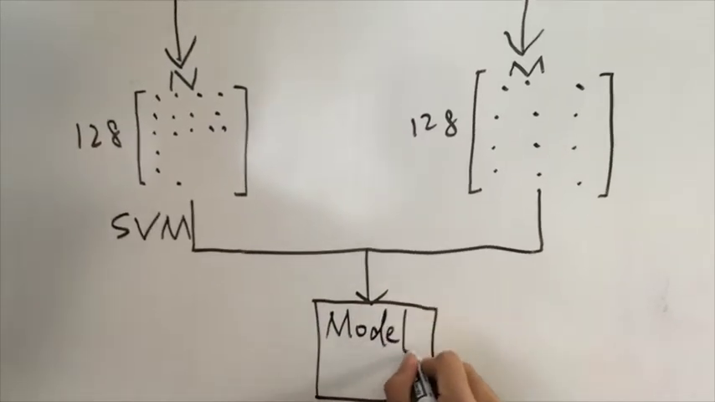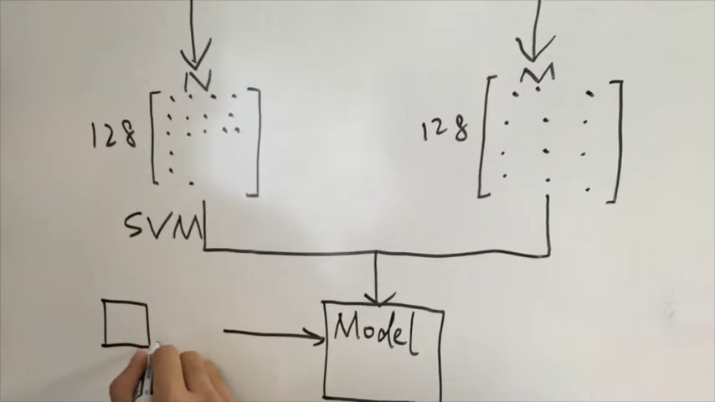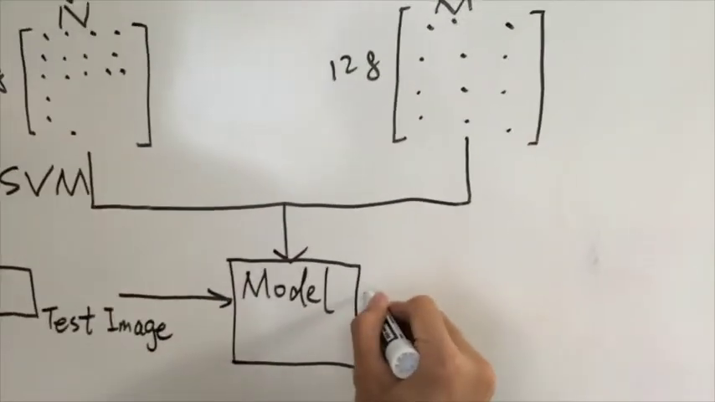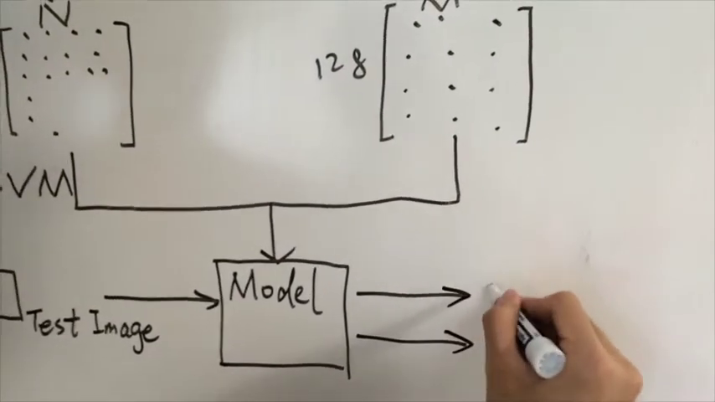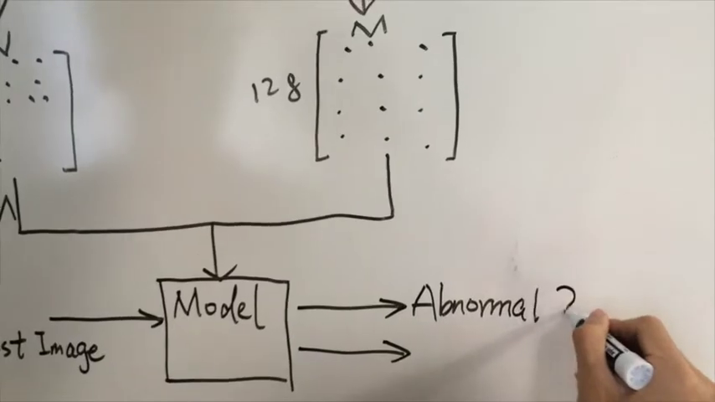To test our model, we decompose the test image into vector using the previous method and feed the vector into the trained SVM. The SVM will generate a binary prediction on whether the machine thinks the image is normal or abnormal.